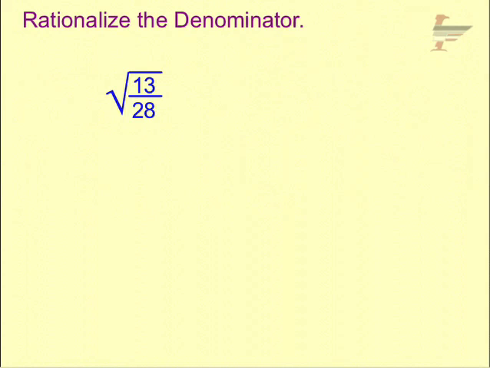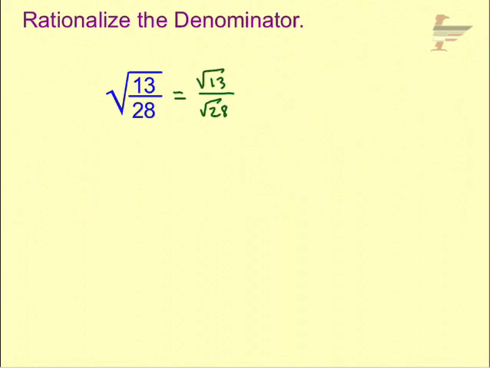Rationalizing the denominator means that we want to eliminate a radical from a denominator. So here we have the square root of 13 over 28, and we have our quotient property of radicals that tells us we can separate this into the square root of 13 over the square root of 28. And here's where we have a radical in the denominator, and that's a problem. In math, we can't leave an answer like that.